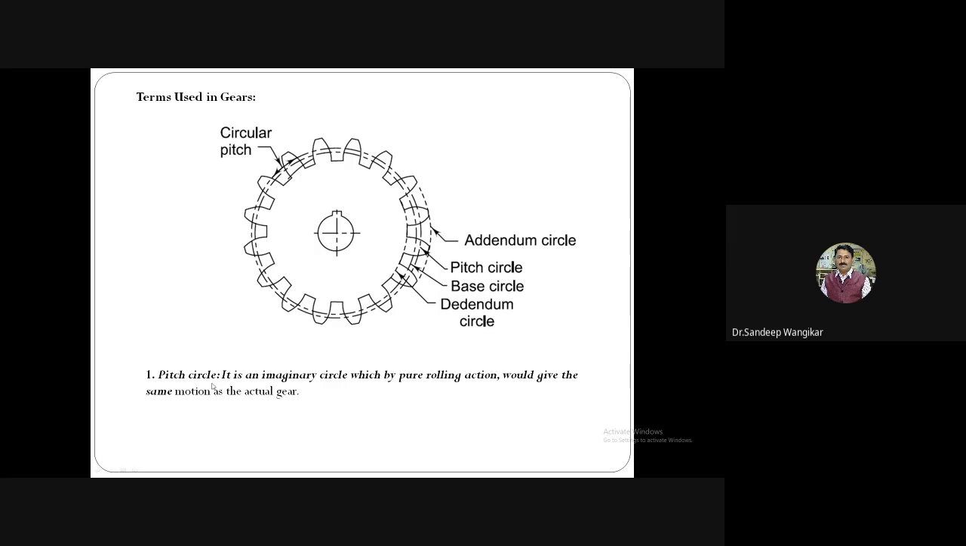The pitch circle is an imaginary circle which, by pure rolling action, would give the same motion as the actual gear. When two gears, or a pinion and a gear, are in contact, the contact occurs only at the pitch point, or pitch circle, or pitch surface. The imaginary circle drawn is called the pitch circle. Pitch circle diameter, second point: it is the diameter of the pitch circle. And a very important consideration next: the size of a gear or pinion is generally specified by the pitch circle diameter. It is also known as the pitch diameter.